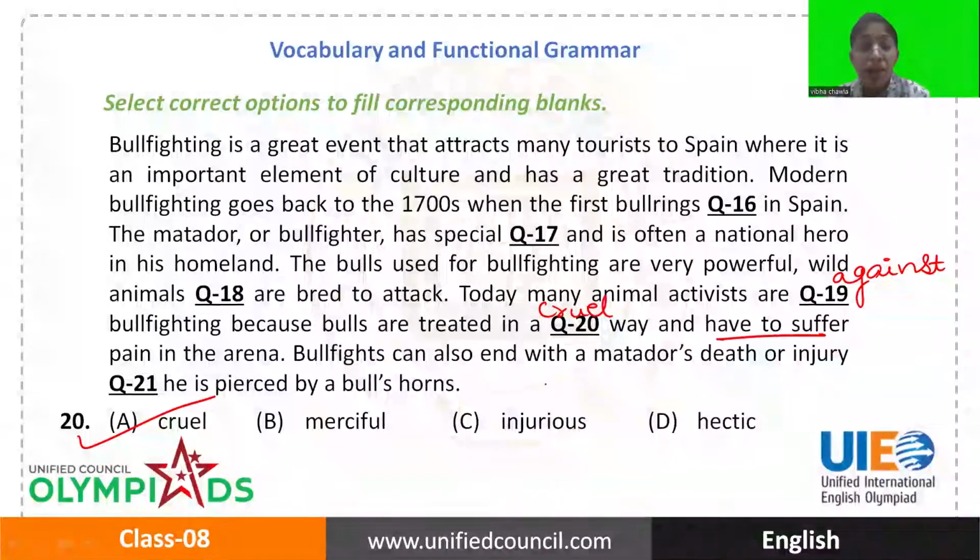It's written that they have to suffer pain, so that's why they are treated in a cruel way, not in a merciful way. Okay, they have to suffer pain in the arena. Arena is that field, okay, where this bullfighting happens.